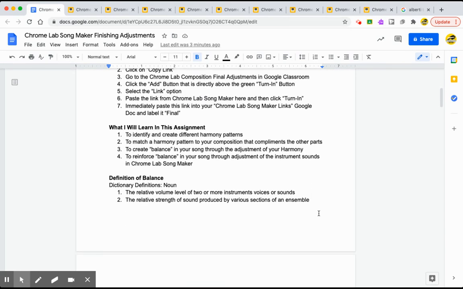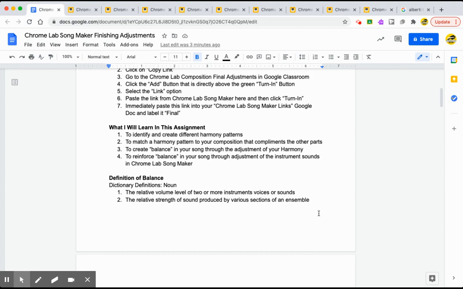Now, a couple different learning goals here. We're going to be identifying and creating different harmony patterns. We're going to match a harmony pattern to our composition that complements the other parts. We're going to create balance, and we'll talk about that in a second, in your song through the adjustment of your harmony. And then we're going to reinforce that balance in your song through adjustment of the instrument sounds in Chrome Lab Song Maker.